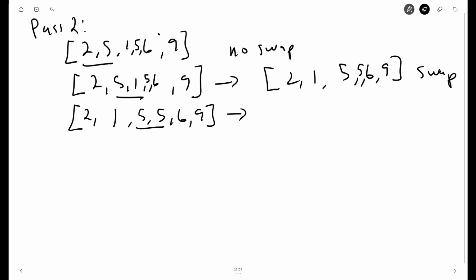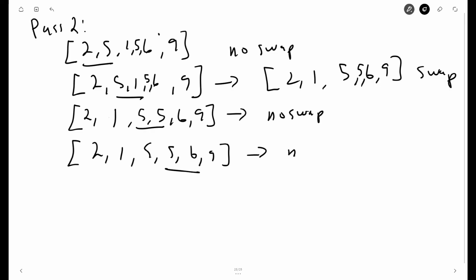Now we're going to do 5 and 5, so no swap. The next one, 2, 1, 5, 5, 6, and 9. We look at 5 and 6. That's in order, so no swap. We don't need to compare 6 and 9 because they're already in order.